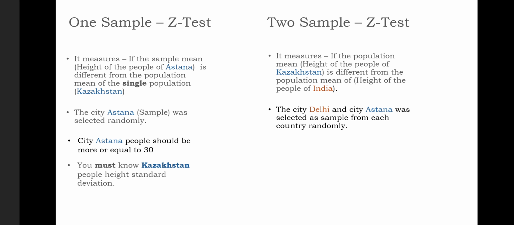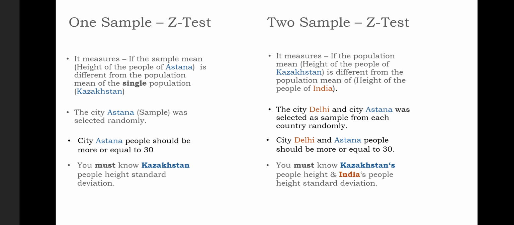Now we took samples from Delhi. We took a sample of Delhi for India and we took a sample of the whole of Astana. Okay, and we took both the cities randomly. That is a very cool point about the Z test: whenever we take a sample, we take it randomly. Now from the city of Delhi there must be 30 people or more, and from the city of Astana there will be 30 people or more. And you must know the Kazakhstan people's height standard deviation and India's people's height standard deviation.